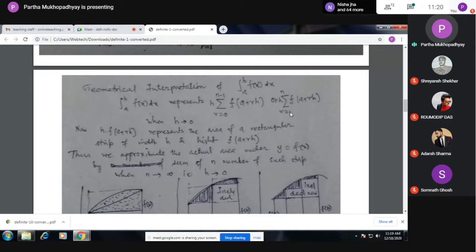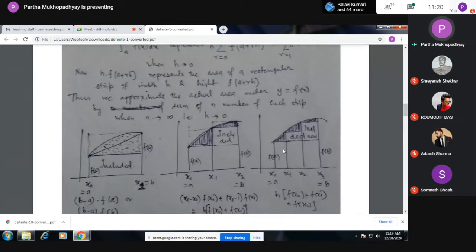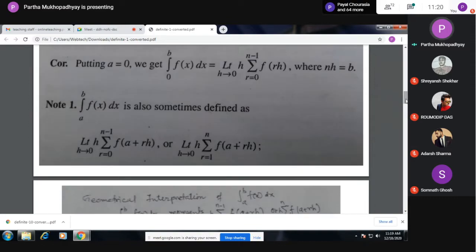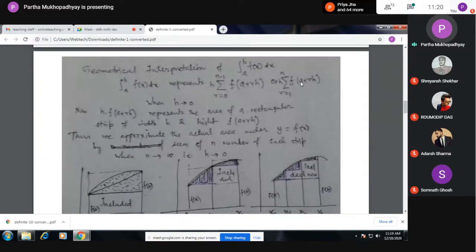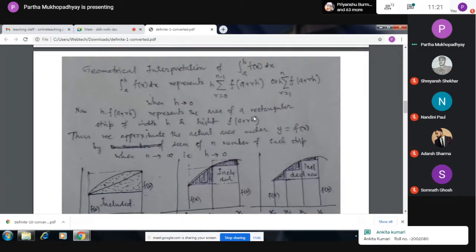So when 1 to n, when I'm taking the right hand side convention, what will be the first thing? First rectangle, that will be f(a) into x1. So f of a plus h. Are you getting? Everybody is clear. Second will be a plus twice h. And last will be a plus nh. Last one, a plus nh. Is that thing clear to all? First tell me. Yes, sir.